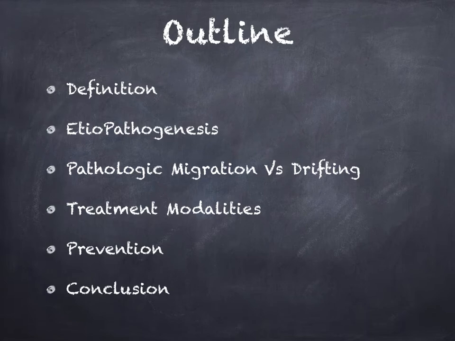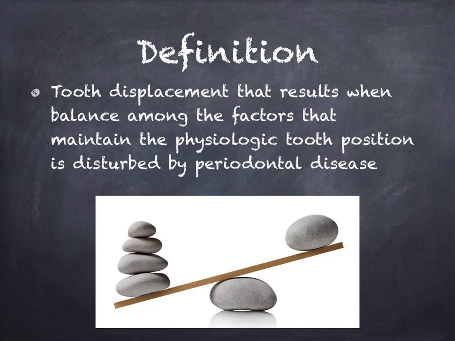I will be covering the topic under the following outline: definition, etiopathogenesis, pathologic tooth migration versus drifting, the various treatment modalities, prevention, and finally conclusion. Going on to the definition.